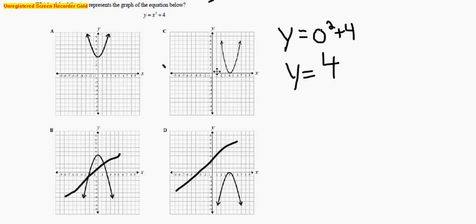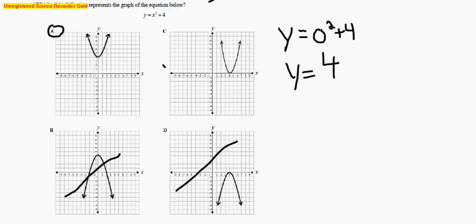But if I look over here, this is not the answer. C is not the answer because when x is 0, we don't run into 4. The answer to this is going to be way up here somewhere. It's not even on the graph. So what that tells me is that A is the right answer.